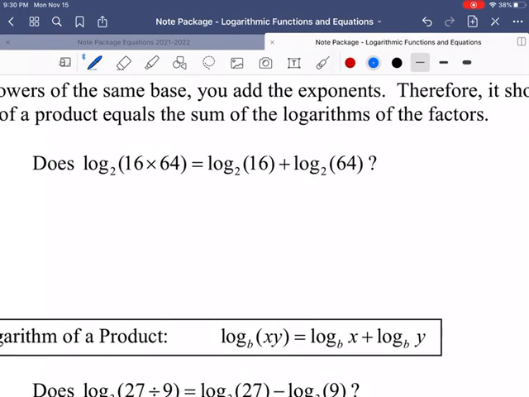What the heck are we even talking about here, folks? Well, that means if we have some logarithm where we're multiplying two numbers, so 16 multiplied by 64, and you'll notice that it's log base 2. Well, does that equal log 2 of 16 plus log 2 of 64? Do you see the difference there? The first one we're multiplying the two factors, and the other one we're going to be adding the two logarithms.